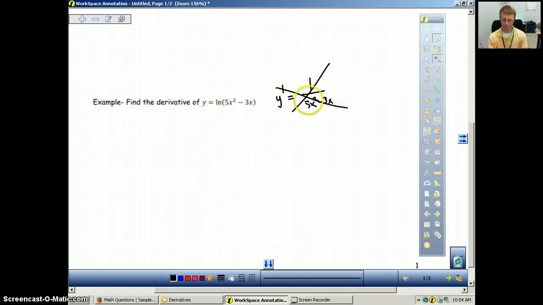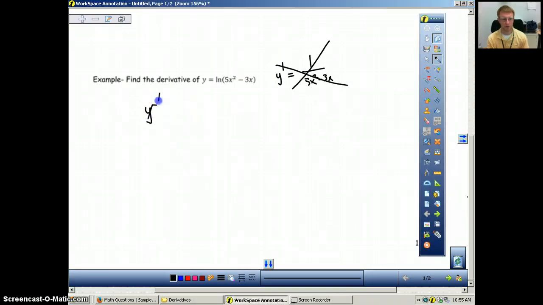What's going to happen is the 5x squared minus 3x is definitely going to be on the bottom, but on the top is going to be whatever the derivative is. So it's like the chain rule. The outer portion is going to be 1 over whatever we started with, and the inner portion is whatever the derivative of 5x squared minus 3x is. So the actual derivative just ends up being 10x minus 3 on top, and then 5x squared minus 3x on the bottom.